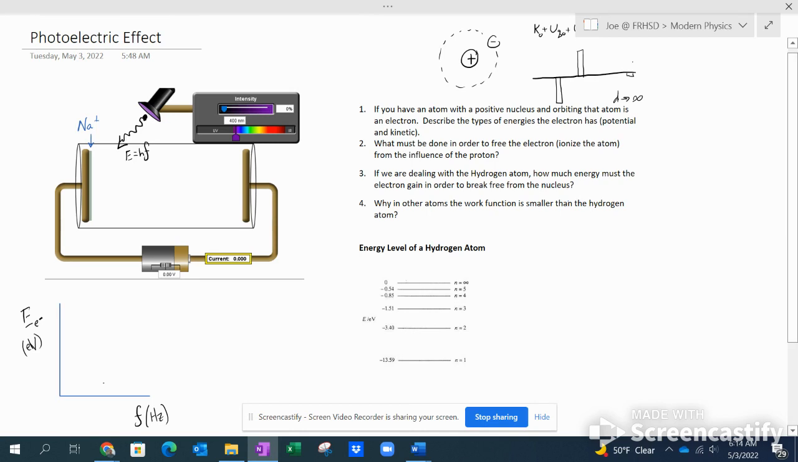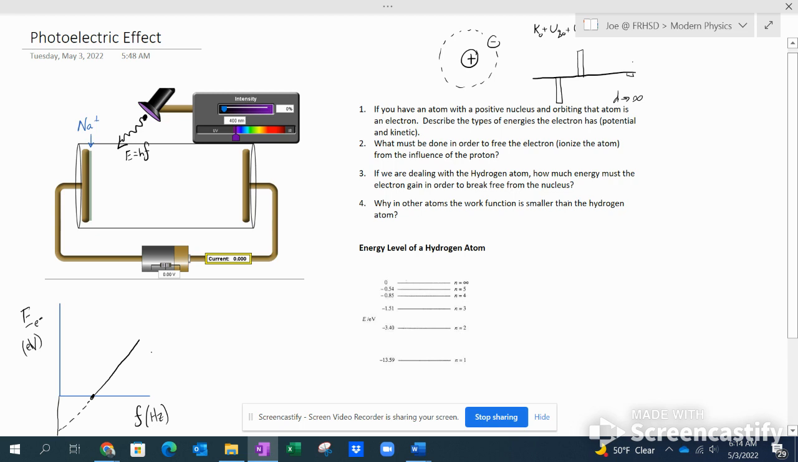The higher frequency light that comes in, the more energy the electron will get. This makes sense in all our discussions, but there's a certain point here that the graph stops. The electrons don't get ejected here. So you can almost think of this as two parts.